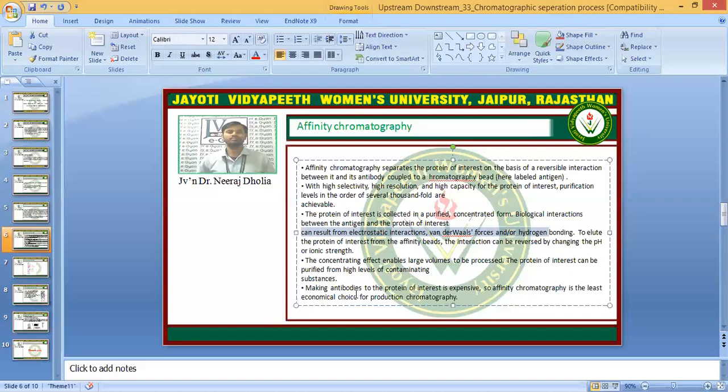When the antibodies are produced, how do we produce an antibody? We insert the antigens in animals, and the immune system of the animal generates the antibodies against the inserted antigen. So antibody production is an expensive process. So we want to capture or collect all the antibody molecules which are produced in an animal. So affinity chromatography is an inexpensive or economic choice to isolate the antibodies.